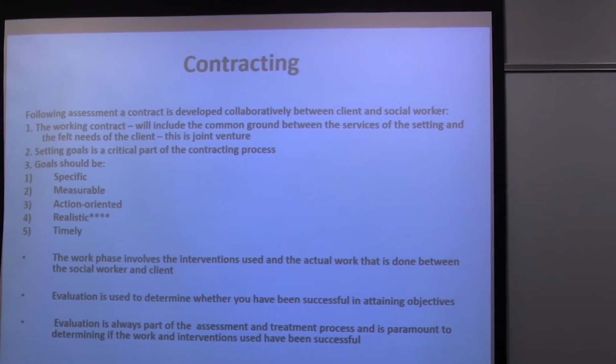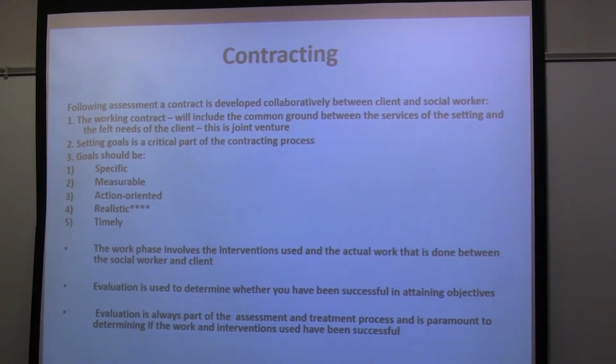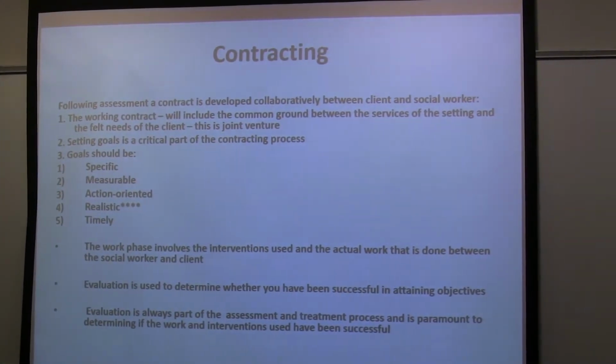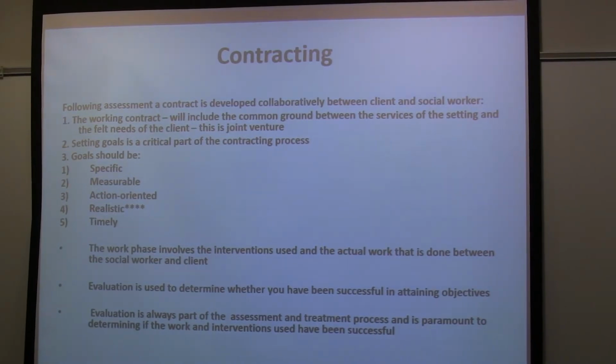After an assessment, we may develop, in collaboration with the client, what we call the working contract. And that will include the common ground between the services of the setting and the felt needs of the client. This is a joint venture. One of the things that distinguishes us as a profession is that we work collaboratively with clients. We don't fix them, but we work with them to develop ways to solve the problems that they present to us.